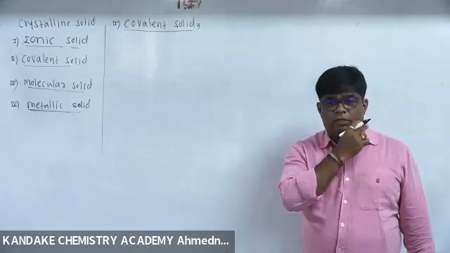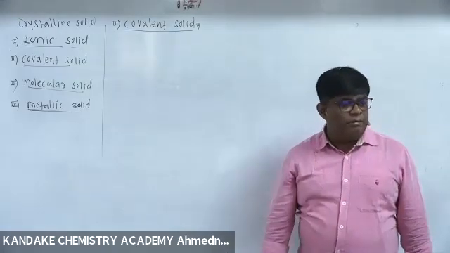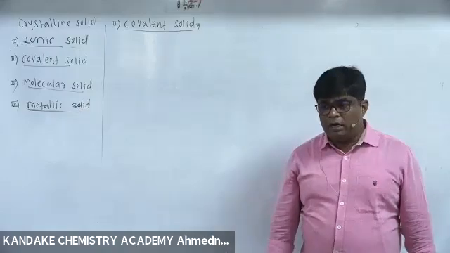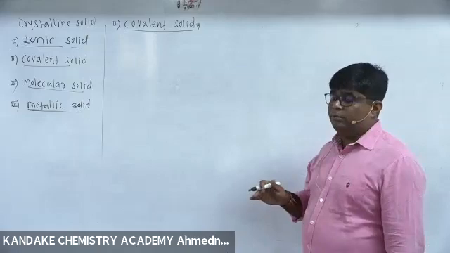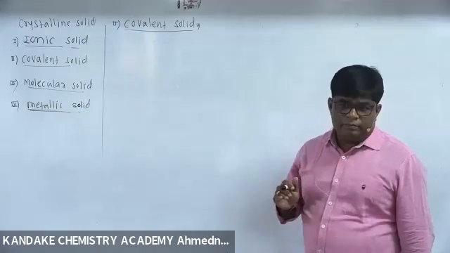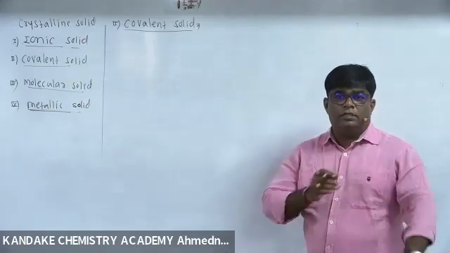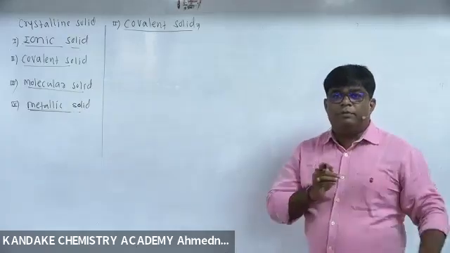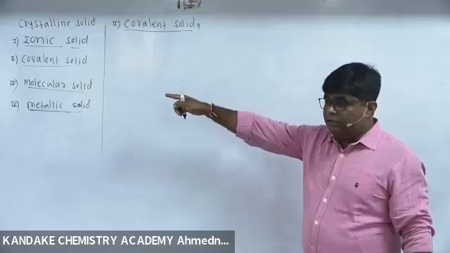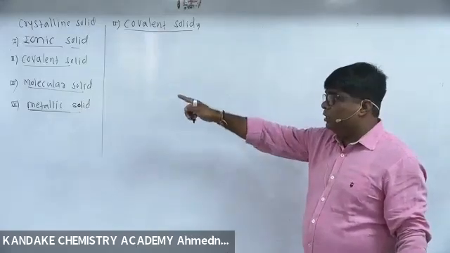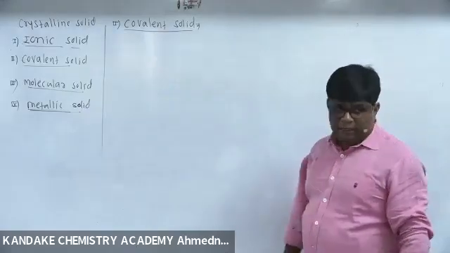Covalent solids example सांगतो. Diamond. Diamond मध्ये काय असतो? Carbon. Graphite. Graphite मध्ये काय असतो? Carbon. And fullerene. All these are the examples of what type of solid? Covalent solid. So covalent solid कशाला म्हणायचं? How many types of crystalline solid? 4. Which are that 4? 1. Ionic solid. Second, covalent. Third, molecular. And fourth, metallic.